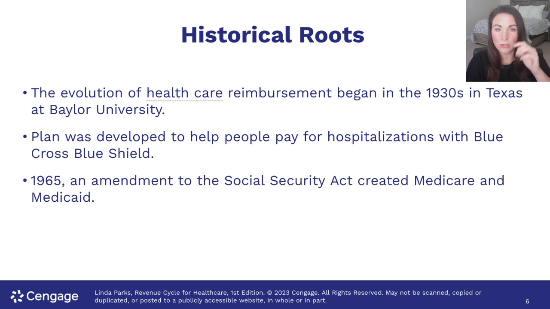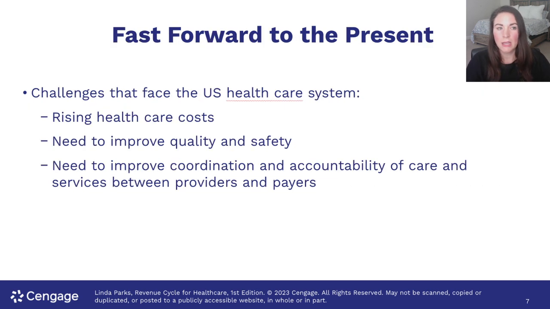And this caught on really quickly across the country, and other health plans started to be created. Mostly group policies, which are offered by employers or unions. But older people and people with lower incomes that didn't have access to group policies were still struggling. So in 1965, the Social Security Act was amended to add Medicare and Medicaid to help that population. And that brings us to what we have today.